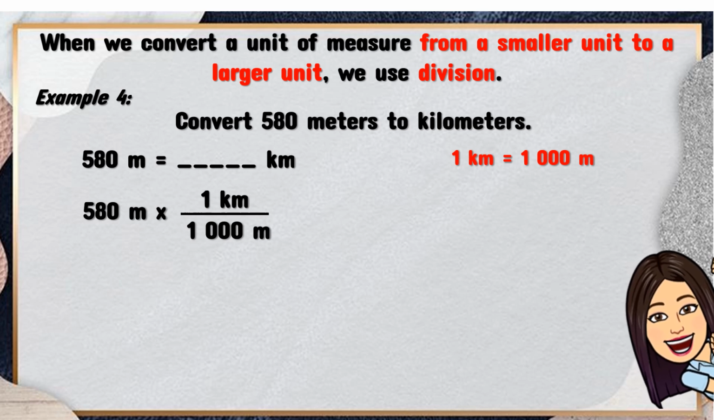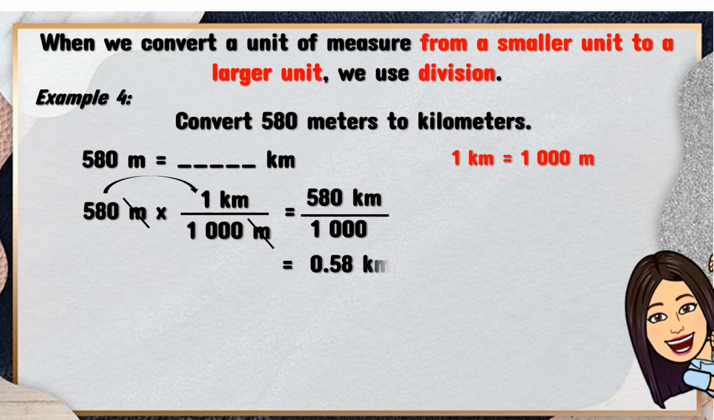Let's cancel the same unit, the meters, and then multiply 580 and 1. And it's equal to 580 kilometers divided by 1,000. And it's equal to 0.58 kilometers.